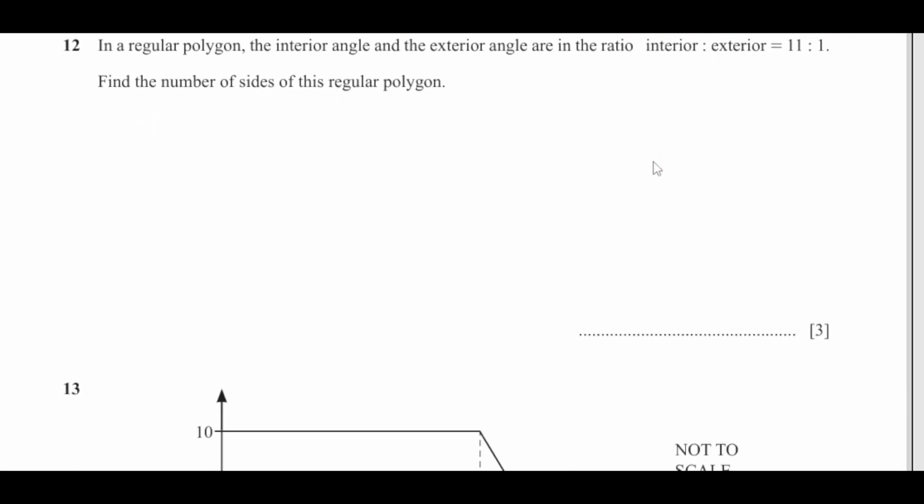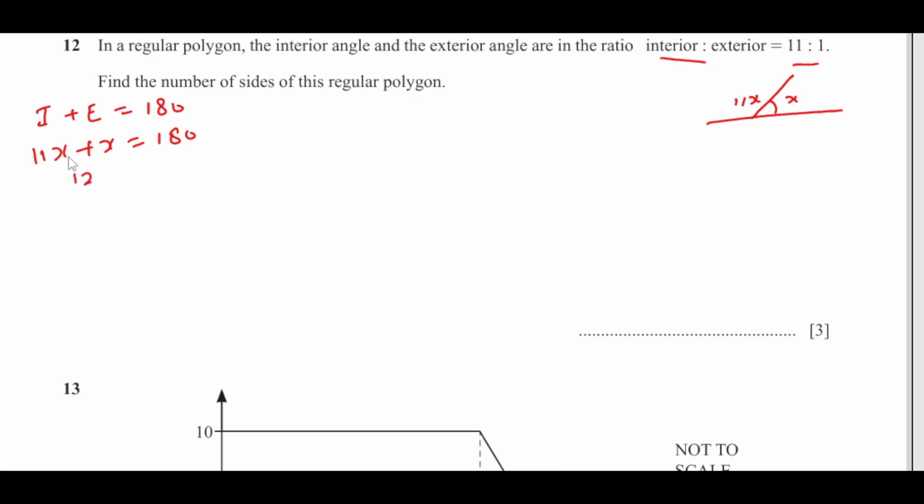Now question number 12, in a regular polygon the interior angles and exterior angles are in the ratio, interior to exterior, 11 to x. Now as you know, interior angle plus exterior angle, the sum is 180. So the ratio is 11x plus x is 180. So this can be shown like this. Here we have, this is x and this is 11x, right?